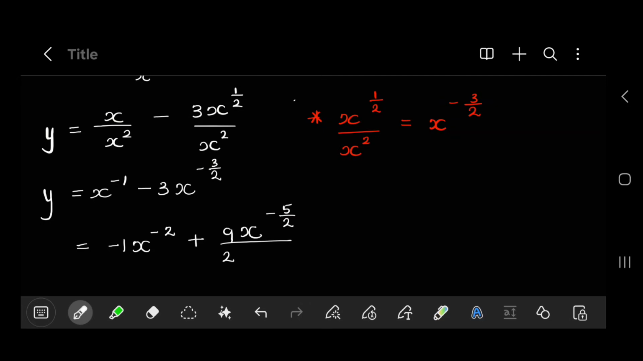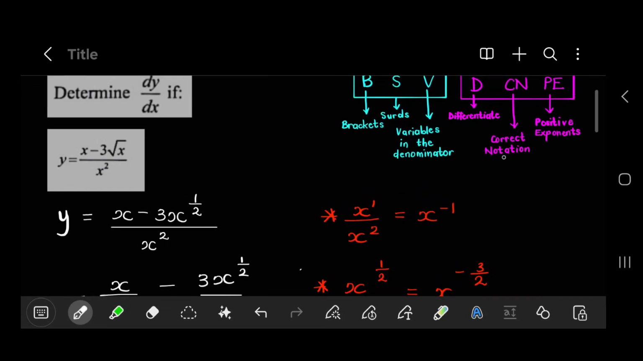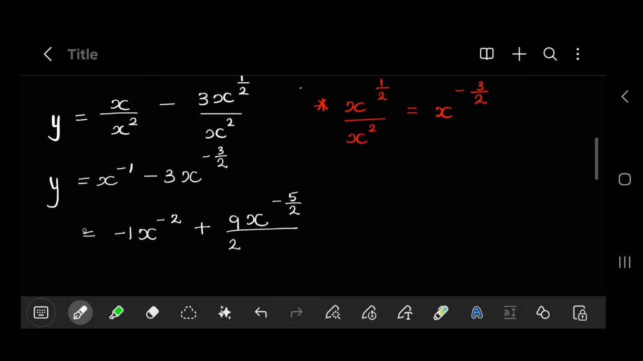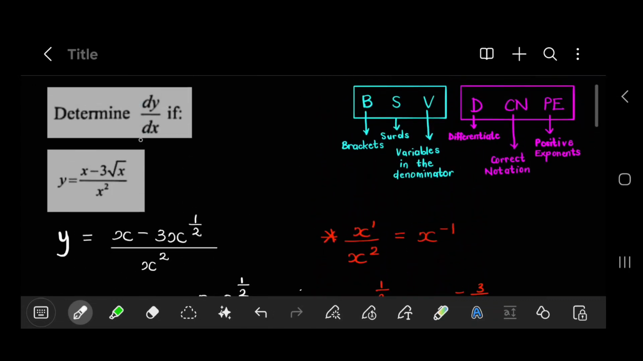Bearing in mind that at the moment your variable is in the numerator, that is why I have it next to the 9, in the numerator. Okay, so you guys notice that we have differentiated. Now the next step is correct notation. We haven't really used any notation yet because we've got y on the left-hand side. Now notice that I left it blank intentionally. I did not write y prime because that is not the way this question goes. The notation that we are working with is dy over dx.